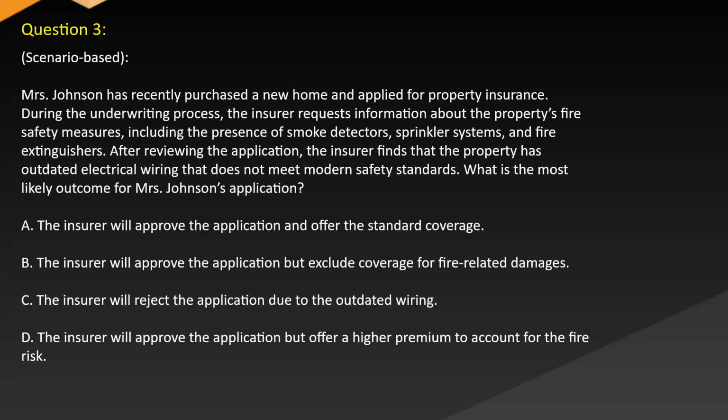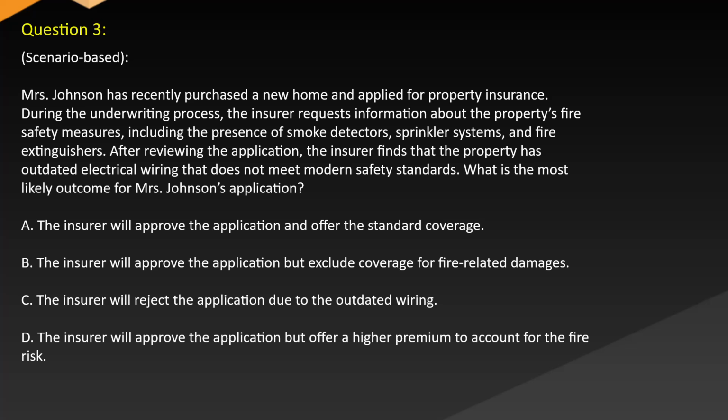Question 3, scenario-based. Mrs. Johnson has recently purchased a new home and applied for property insurance. During the underwriting process, the insurer requests information about the property's fire safety measures, including the presence of smoke detectors, sprinkler systems, and fire extinguishers. After reviewing the application, the insurer finds that the property has outdated electrical wiring that does not meet modern safety standards. What is the most likely outcome for Mrs.